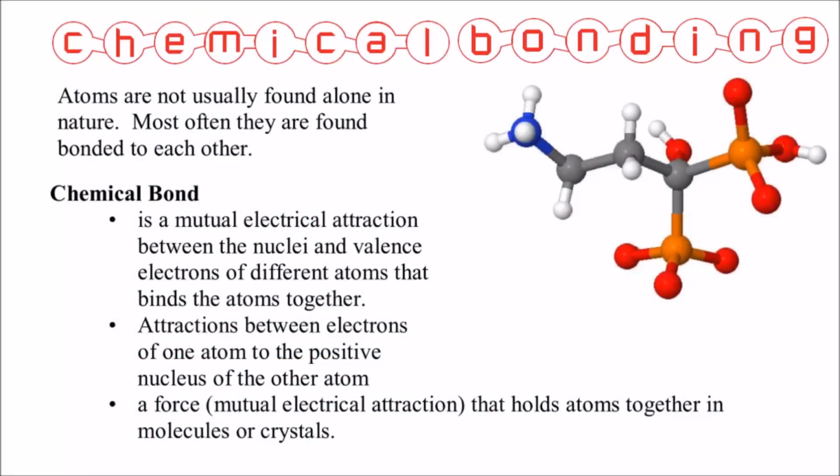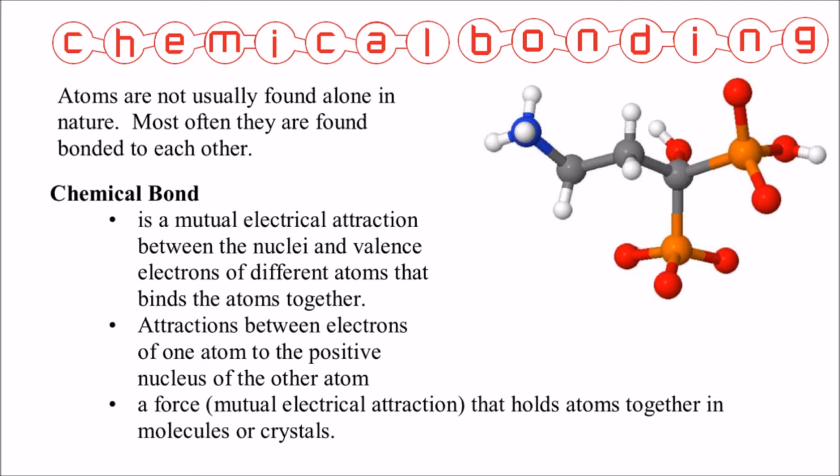Welcome to our next section over chemical bonding. Now that we know how electrons are arranged in the atom, we can talk about how atoms bond to each other, because it is indeed the electrons that are responsible for that. One major important thing we need to know is that atoms are usually not found alone in nature, and most often they are found bonded to each other, and that has to do with their electrical attraction to each other and energy.